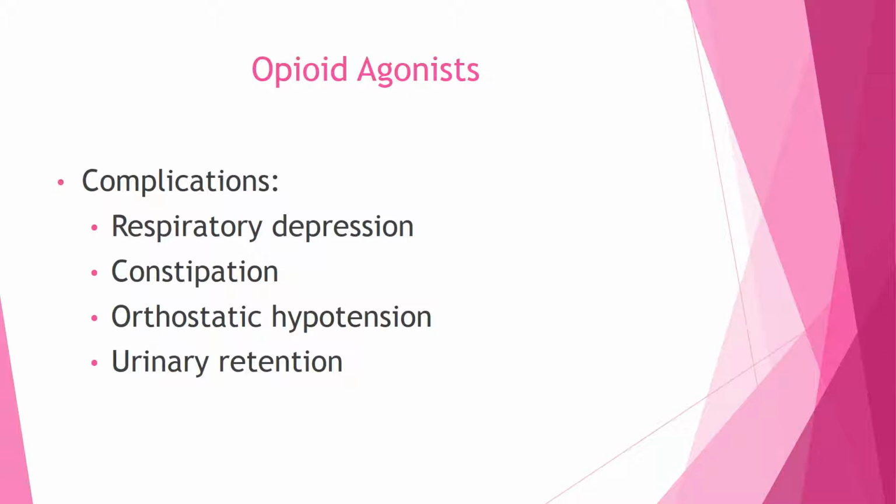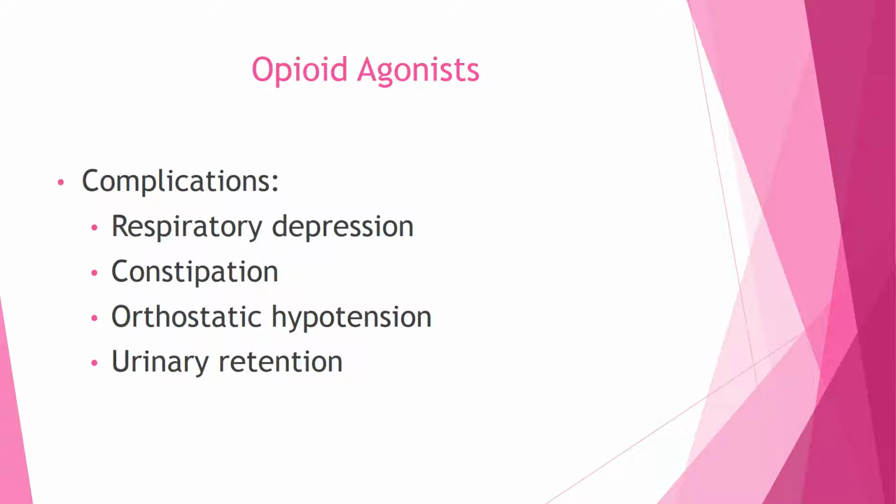And then discourage the use of other opioids and other CNS depressants, because you're just going to increase that side effect of respiratory depression. So any barbiturates, benzodiazepines, or alcohol would be considered. Don't be taking or using those while taking an opioid.